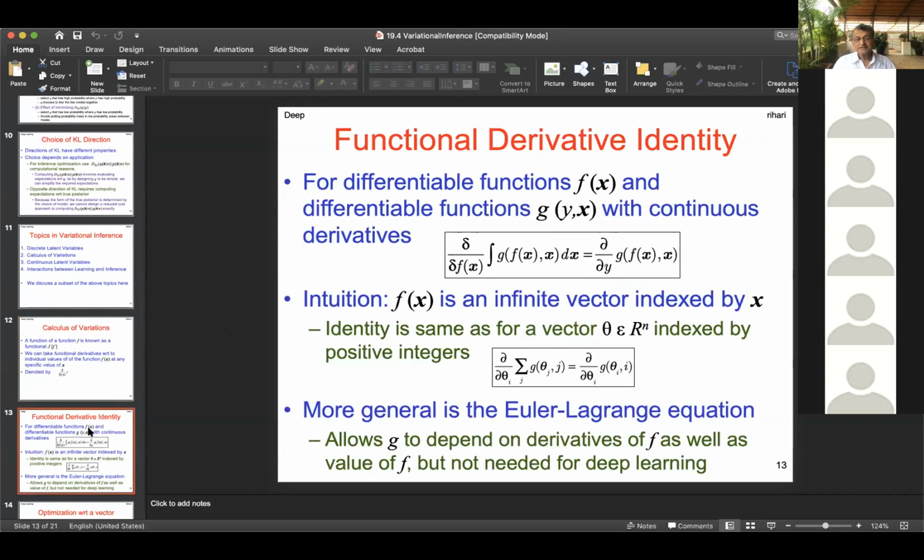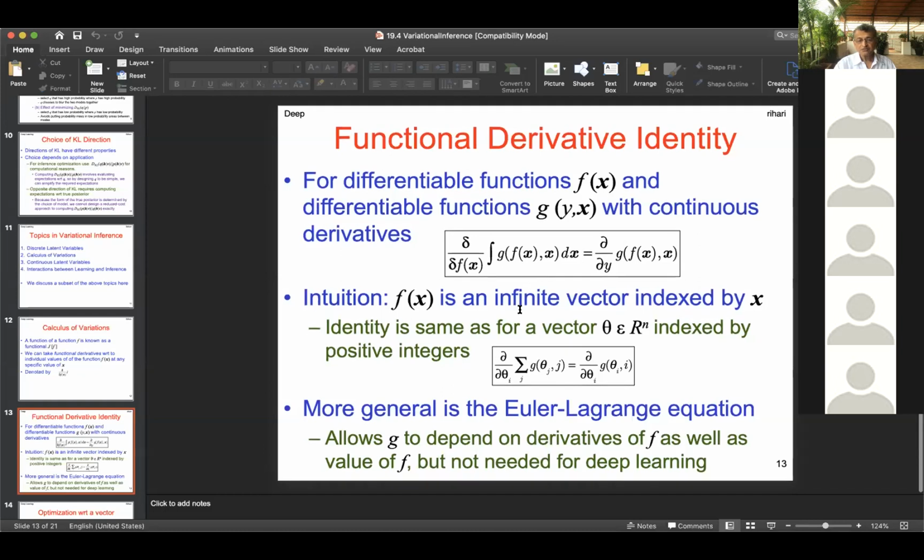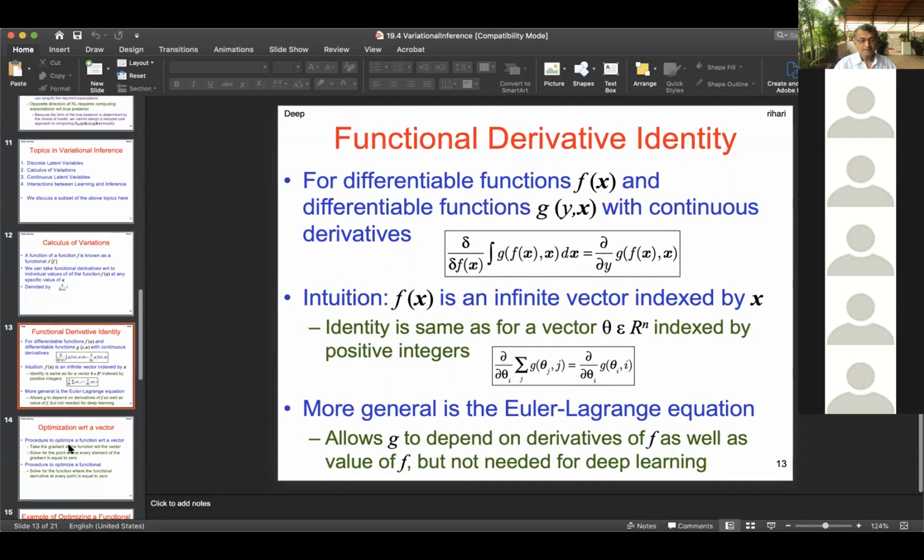So, functional derivative identity: for differentiable functions f of x and a differentiable function g with continuous derivatives, we have an interesting property, g of f of x, so we can write it in this form. And I guess we need these kinds of compositions because this is generally what a deep learning network does. So let's see where this is all going.